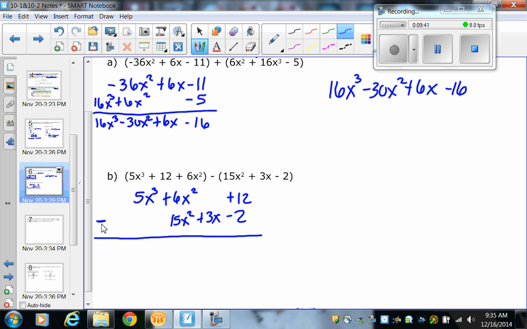So 12 minus negative 2 really makes 12 plus 2, which gives me 14. 0 minus 3 gives me negative 3. 6 minus 15 gives me negative 9x squared. And 5 minus 0 leaves me with positive 5. So my answer to this problem would be 5x to the third minus 9x squared minus 3x plus 14.